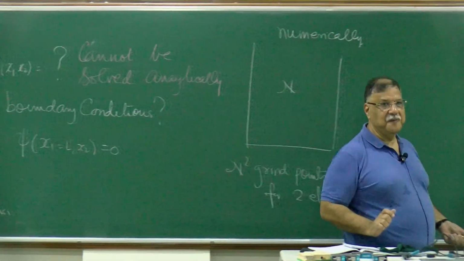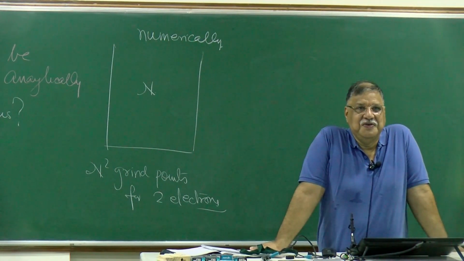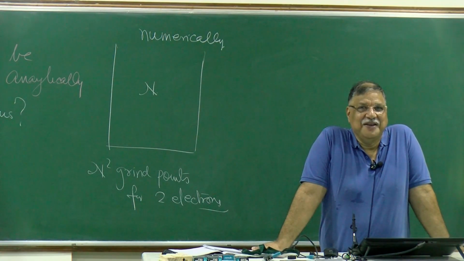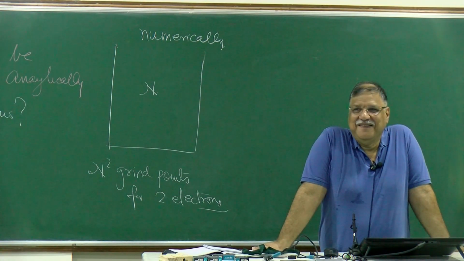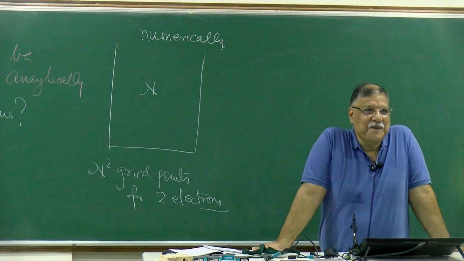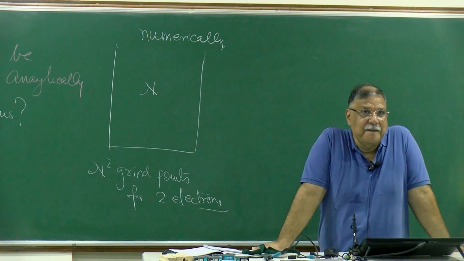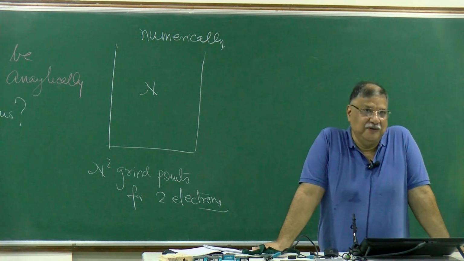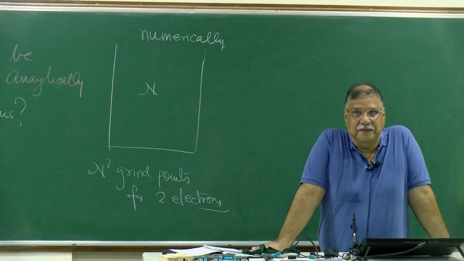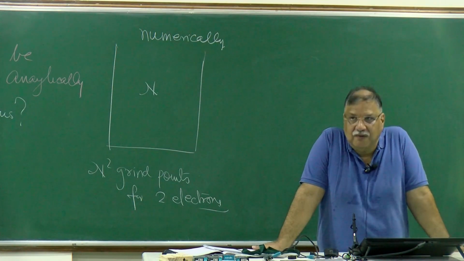Take 70 electrons. How many grid points? N raised to 70. Can you solve it numerically? Do you have that kind of memory? Yes or no? If n is 100, that is 100 raised to 70 grid points. So you can't really solve it numerically either. You have to develop approximations, necessarily. So the Schrodinger equation for interacting problems cannot be solved.